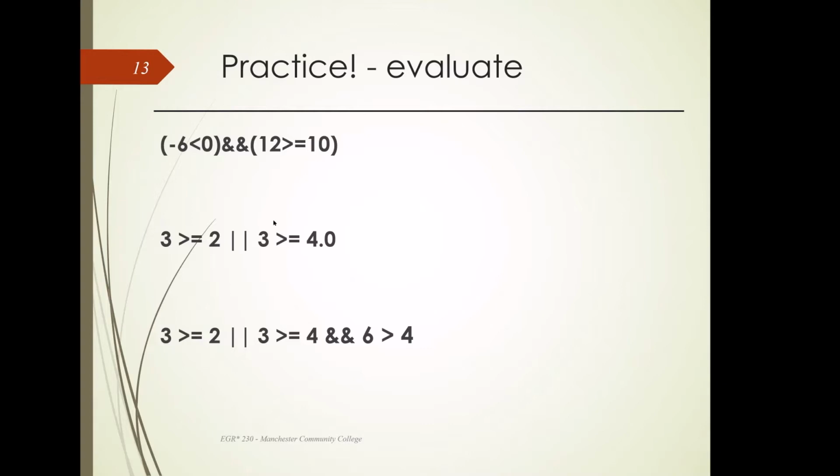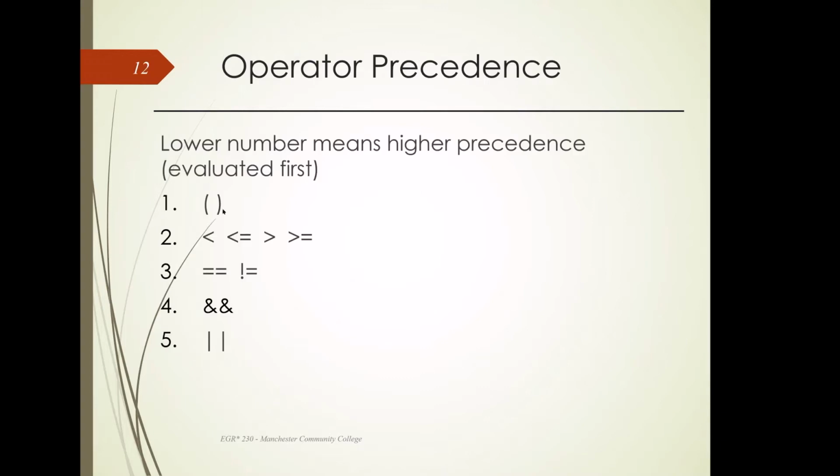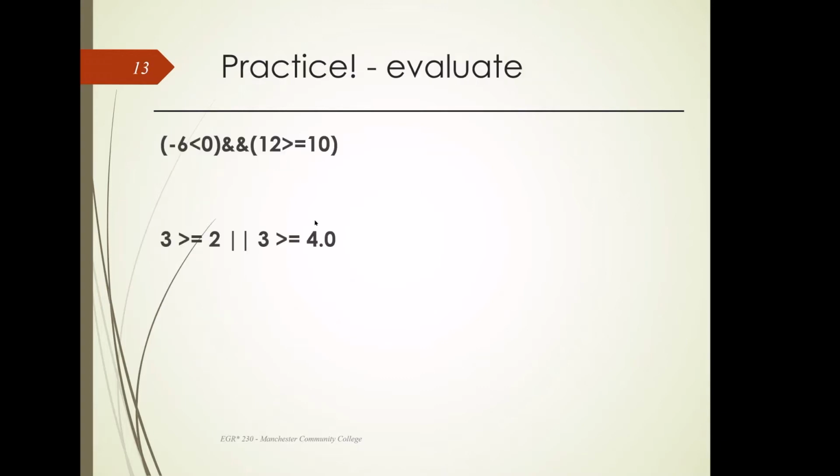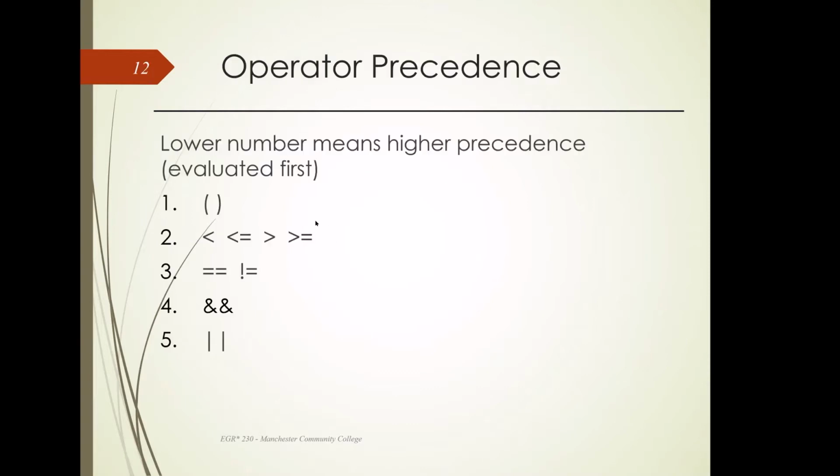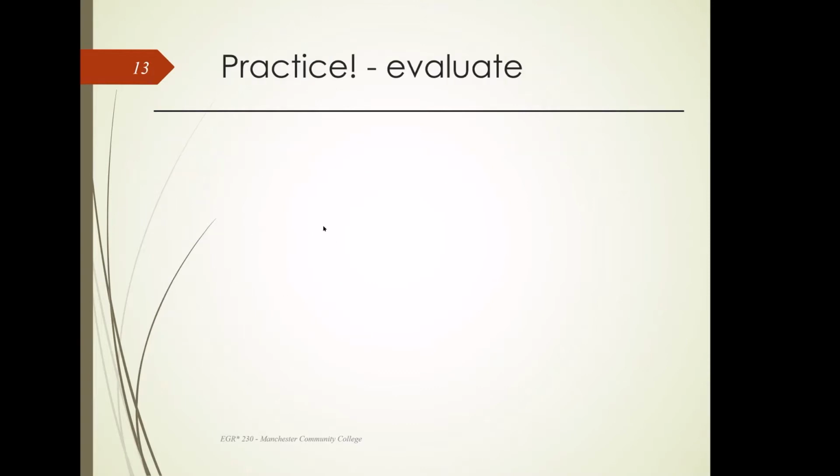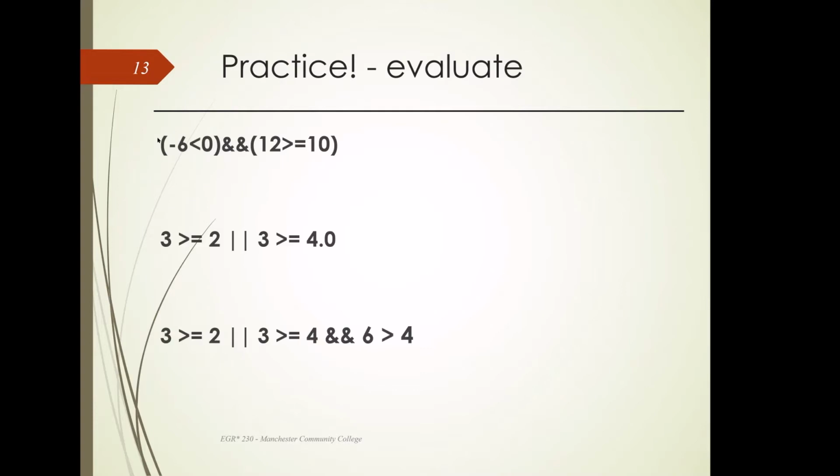Okay. All right. So first thing, if we look at this first one, things inside the parens will be evaluated first. So if we go back just to show you quickly, parens first, then the relational operators, then the logical operators. All right. So is -6 less than 0? This would evaluate out to true.